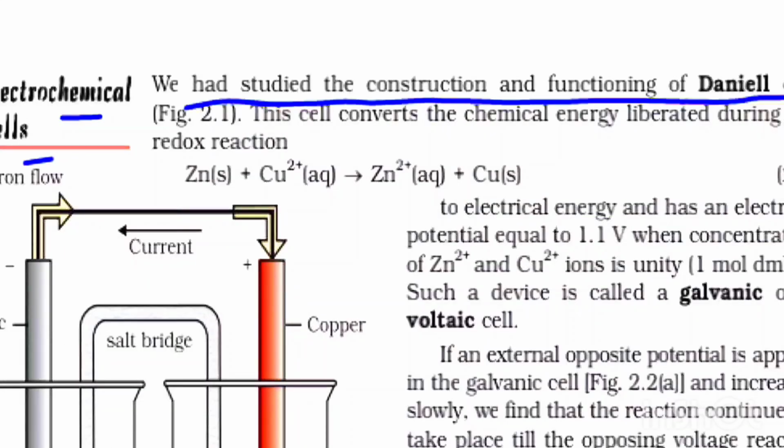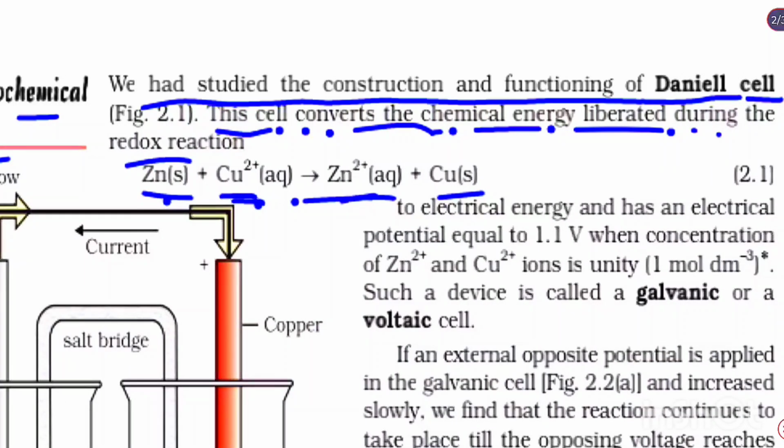Electrochemical cells. We have studied the construction and functioning of the Daniell cell. This cell converts the chemical energy liberated during the redox reaction, Zn plus Cu2+ gives Zn2+ plus Cu, to electrical energy and has an electrical potential equal to 1.1 volt.